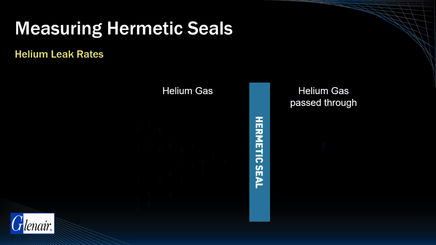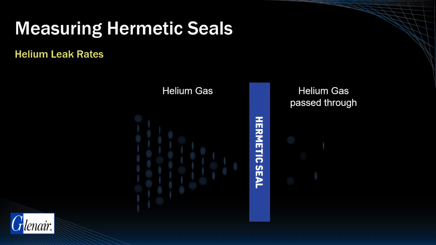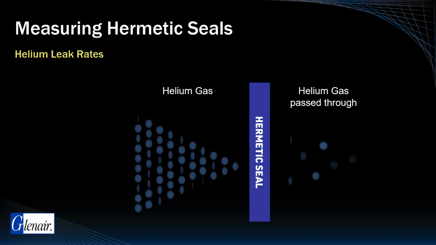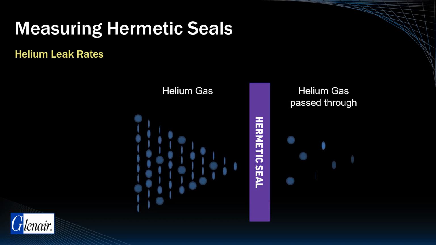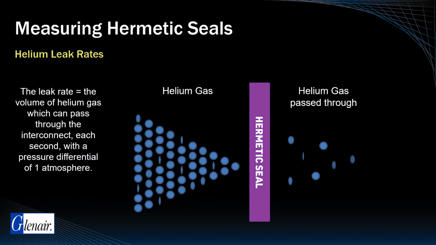Hermeticity is a measure of air tightness. Helium leak rates are the methodology used in our industry to determine the exact degree of air tightness delivered by a particular hermetic device. The extent of any leak, or the degree to which the connector materials and sealing methodologies still allow gas to pass through the hermetic seal, is referred to as the leak rate. The leak rate is measured by the volume of a tracer gas, such as helium, which can pass through the interconnect each second with a pressure differential of 1 atmosphere.